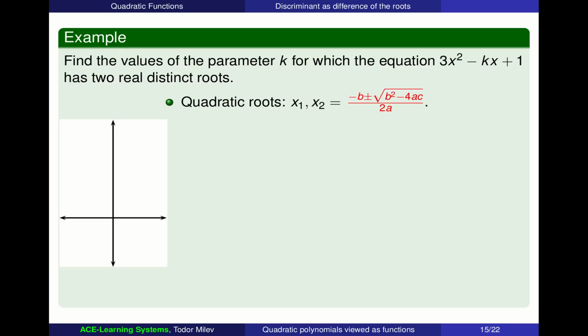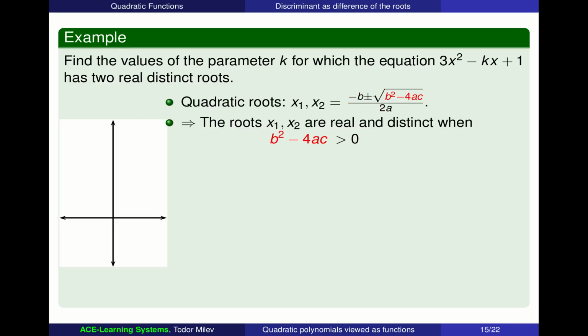Okay, so for us to have real and distinct roots, we need to have that whatever's under the radical is positive, right? Because if it's negative, we're having complex roots, which are not real. So we need our discriminant, b squared minus 4ac, to be positive. Not 0. 0 doesn't work because when the discriminant is 0, the two roots coincide. So b squared minus 4ac must be positive.